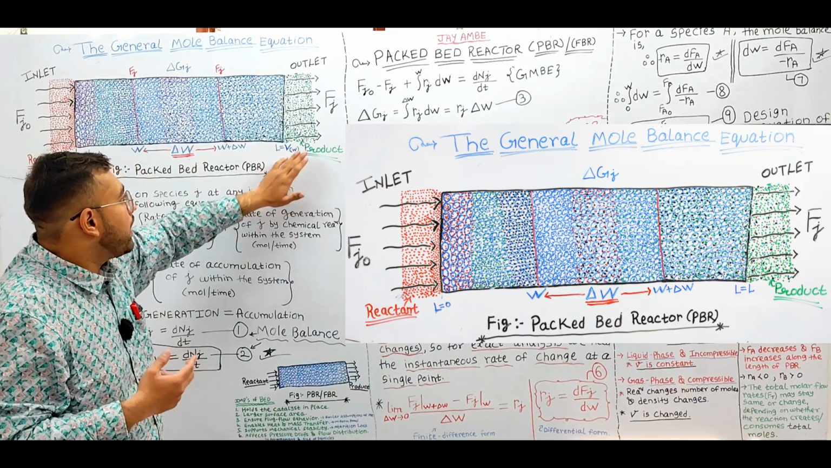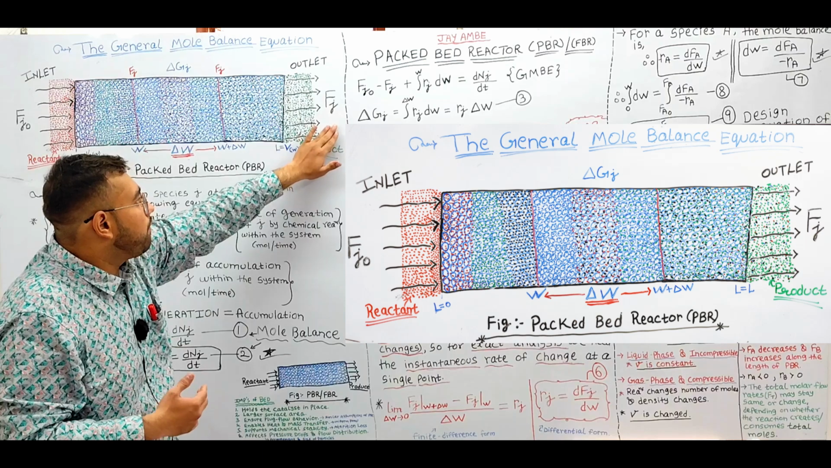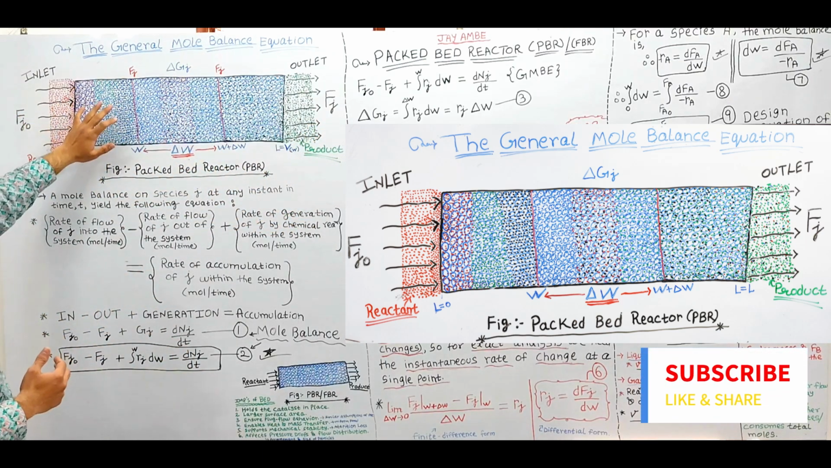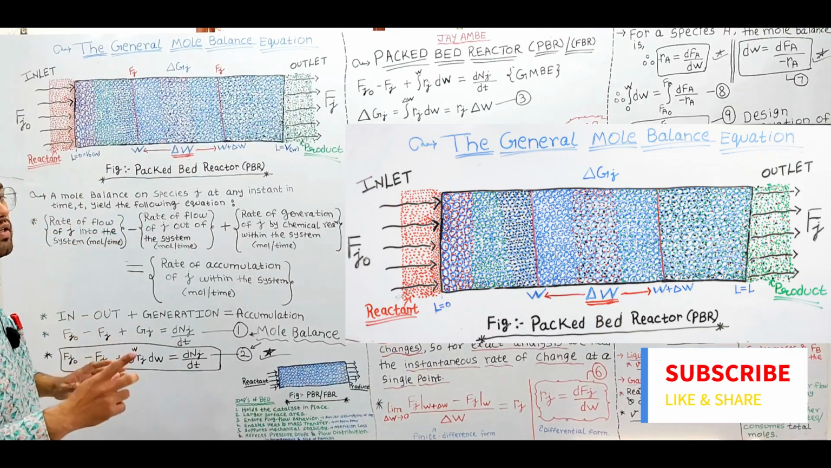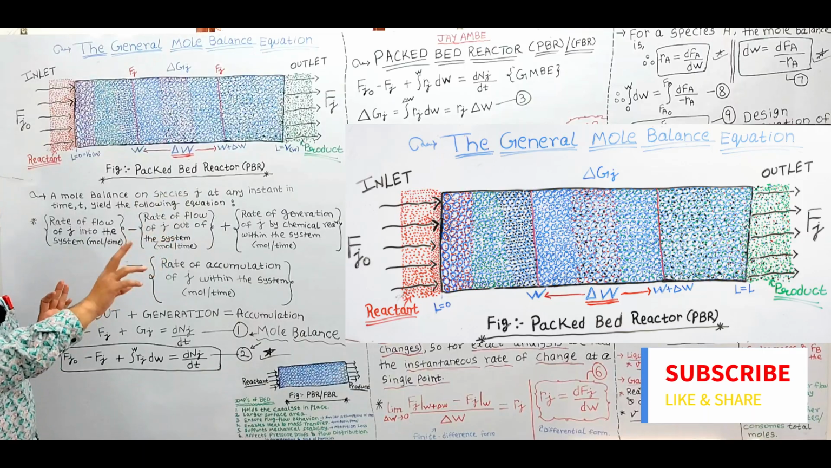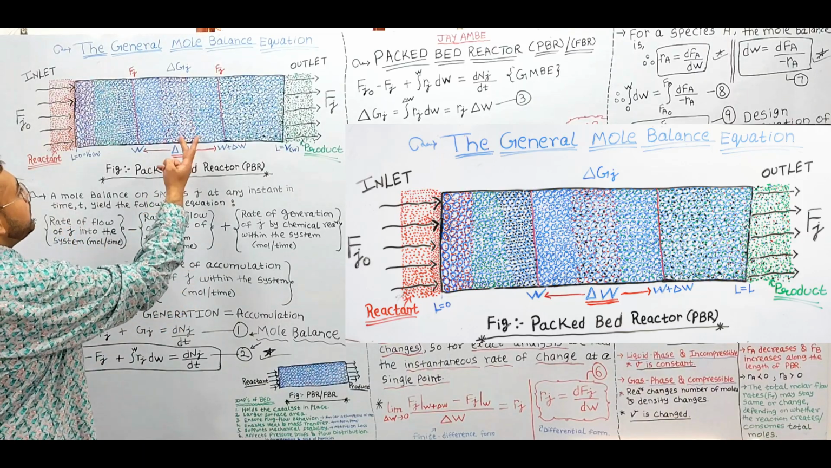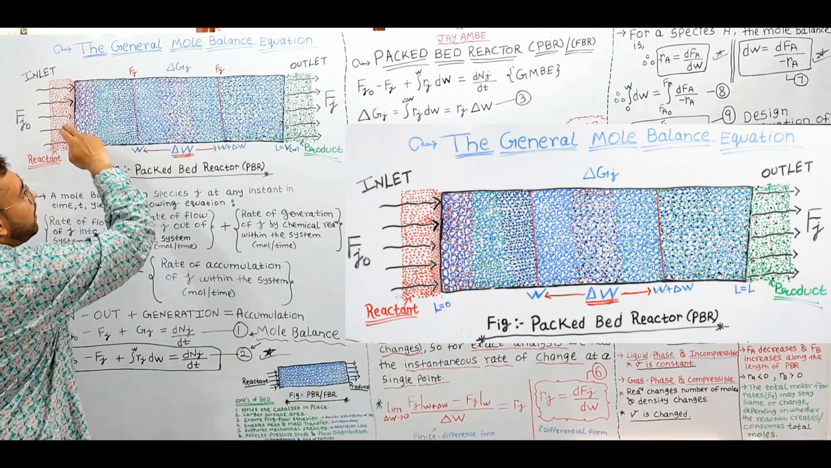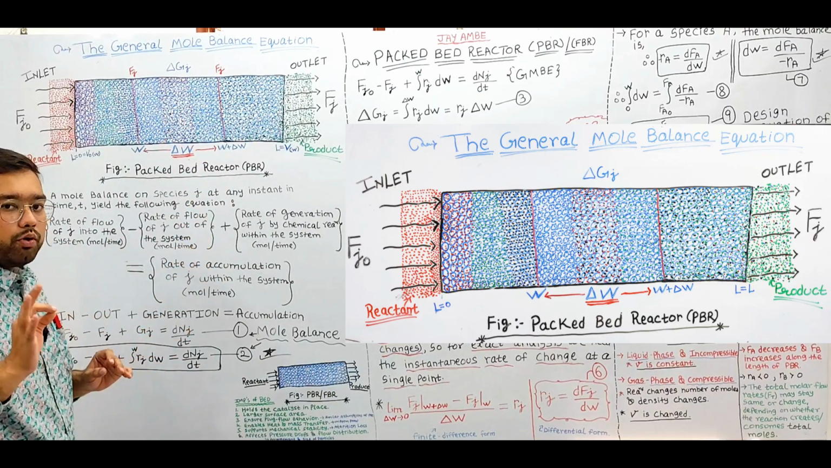Again, the molecules which are exiting through the outlet stream of the packed bed reactor will not mix with the molecules which are entering through the packed bed reactor, right? Which means there will be no axial mixing, right? There will be no axial mixing, which means the molecules will not mix with each other in the axial direction, right? I hope you have understood.